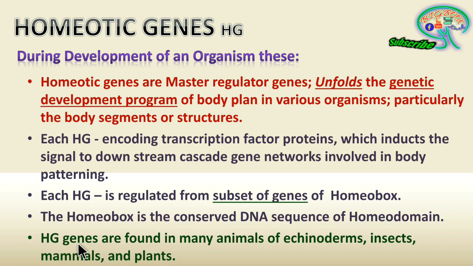So homeotic genes are found in many animals such as echinoderms, insects, mammals, and plants. So it covers the major part of the kingdom Animalia. When you consider all multicellular organisms or metazoans, these homeotic genes are responsible for the development of the organisms from their embryonic stage.